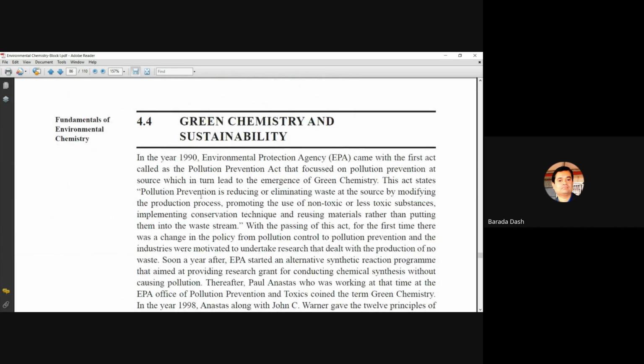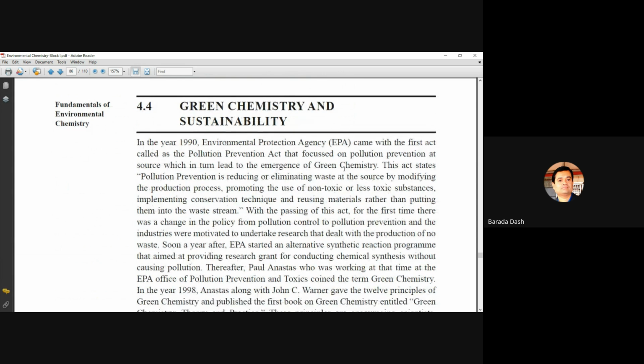Then green chemistry and sustainability. In 1990, the Environmental Protection Agency, EPA, came up with the first act called the Pollution Prevention Act. So this is in 1990. Green chemistry and sustainability is for pollution prevention.